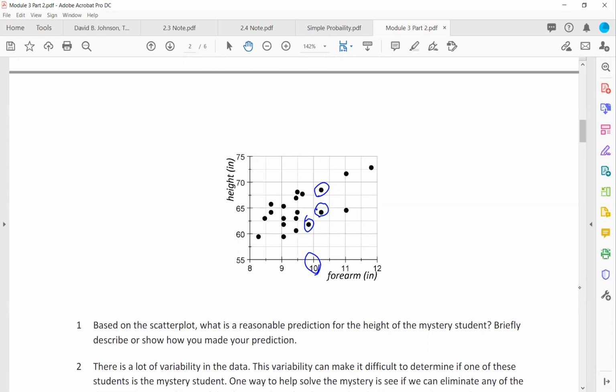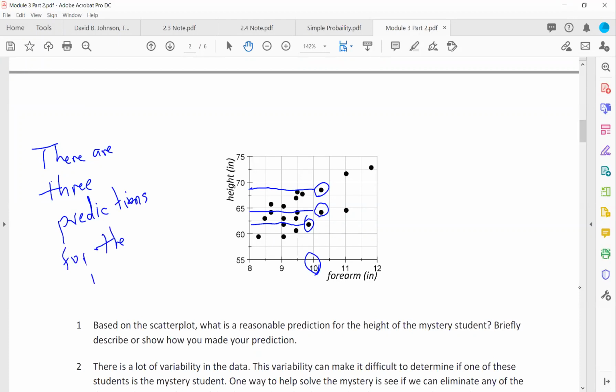So you might say, hey, for the first point, the height is near here. The second point, the height is near here. And the third, the height is near here. So you get 3 different predictions. There are 3 predictions for the height. Very well.